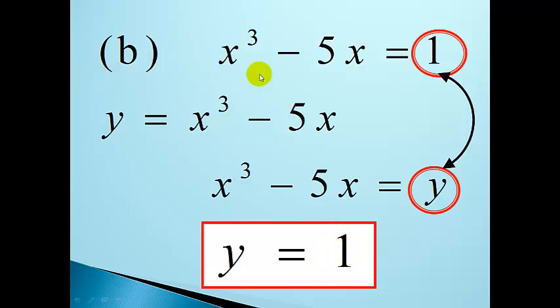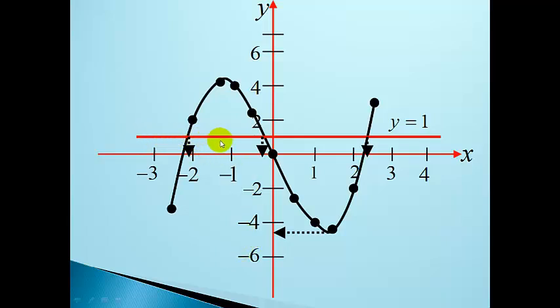Now B, we have to solve x cubed minus 5x equals 1. Don't forget the relation from the question is y equals x cubed minus 5x. So rearranging, we have x cubed minus 5x equals y. When we compare the left hand side of the two equations, you realize that the left hand sides are the same. So we equate the right hand side. So we have y equals 1. Then quickly we go to the graph. This is y equals 1.